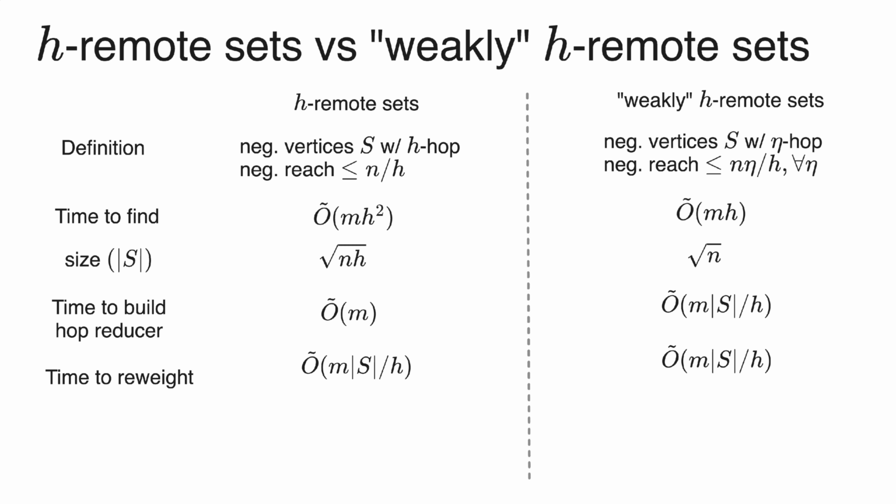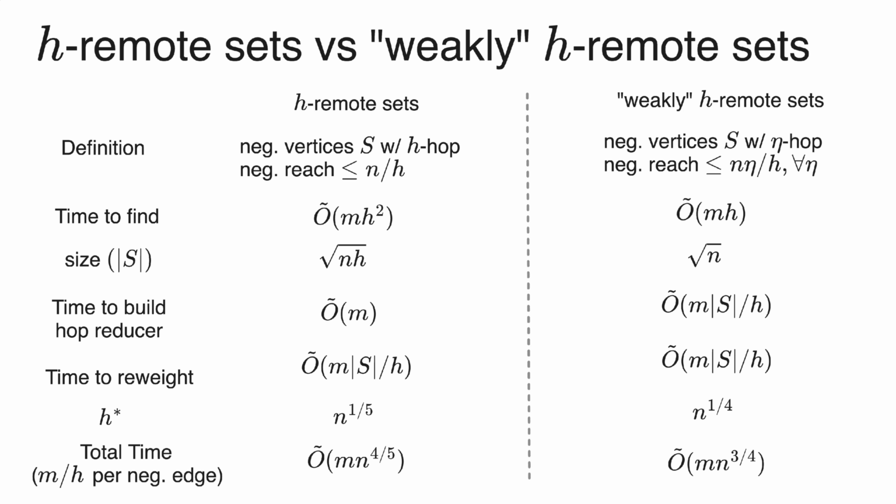So if you balance the time to find this structure with the time to neutralize all the negative edges in this structure, we get the optimal edge. And this is the overall running time. Basically, it takes m over h time to reweight one negative edge to non-negative, and with some preprocessing, there are at most n negative edges instead of m.